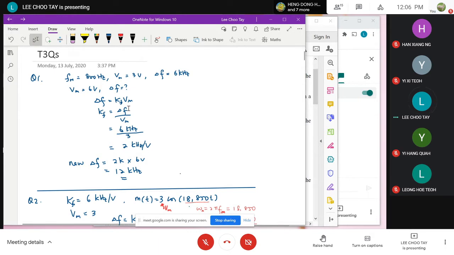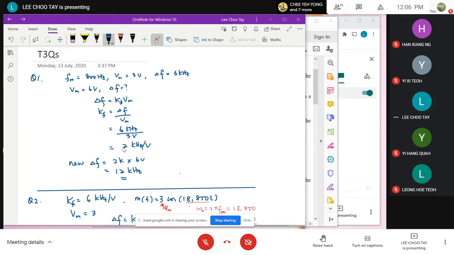All right. If you don't know what is the final unit of measurement for Kf, then you should actually put down the unit of measurement for every value that you put in your equation. My system is a bit slow. Then you actually get the unit of measurement will be kilohertz per volt. All right, and then the value is 2.